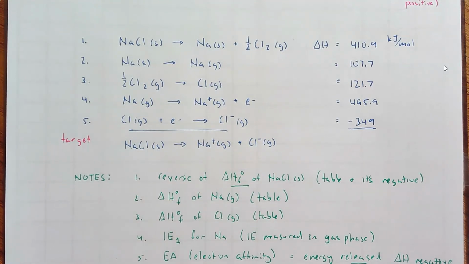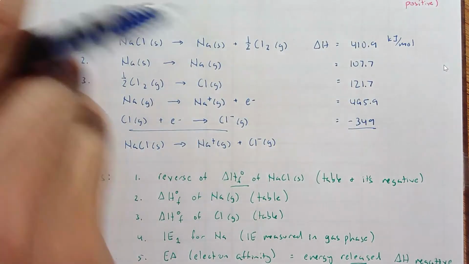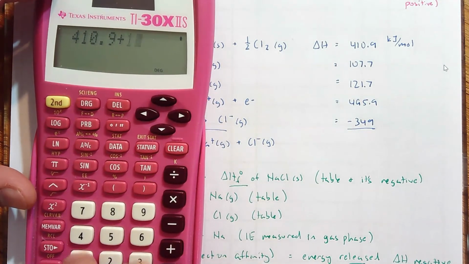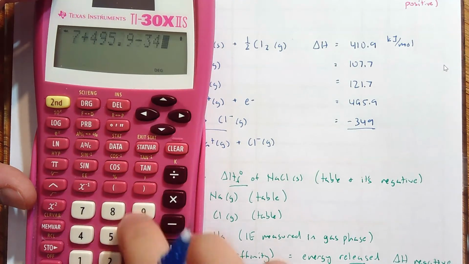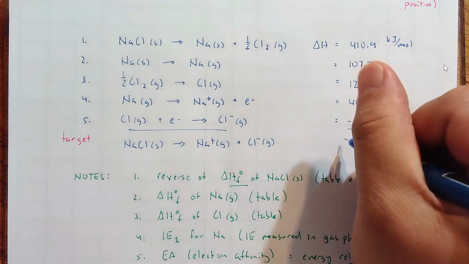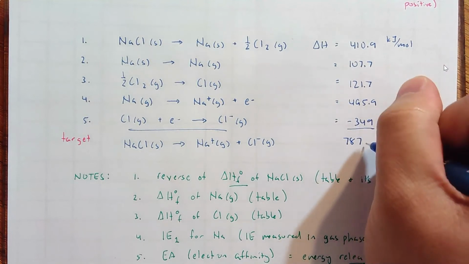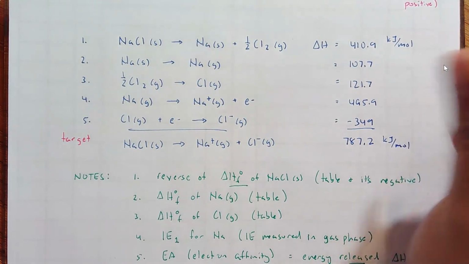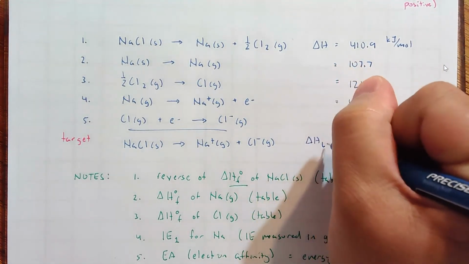Okay. Oh, I never calculated it. Let me do this real quick. Check my math. Is it going to be negative or positive? Well, it requires energy. Lattice energy, for our case, will always be positive. 787. We'll give it one place past the decimal. Put your units, and even put what it is specifically.